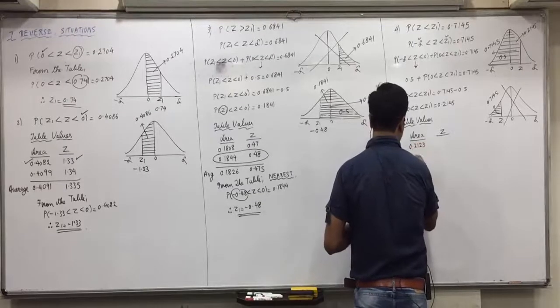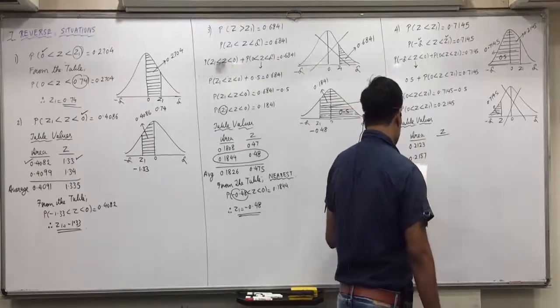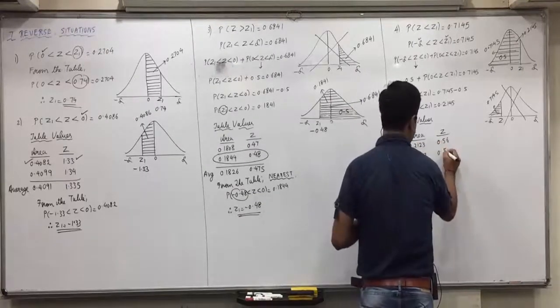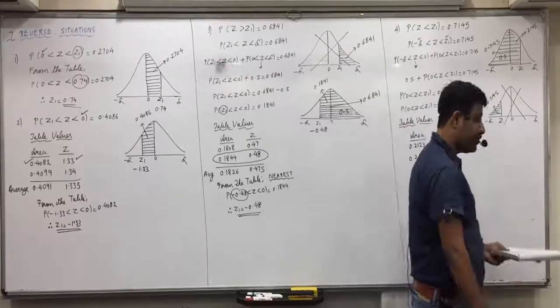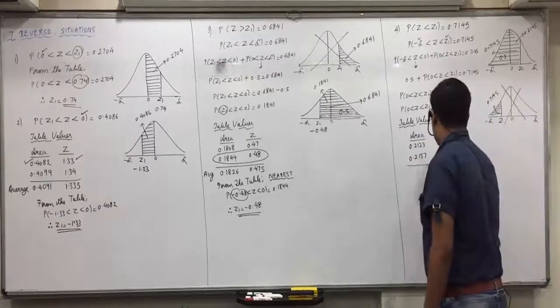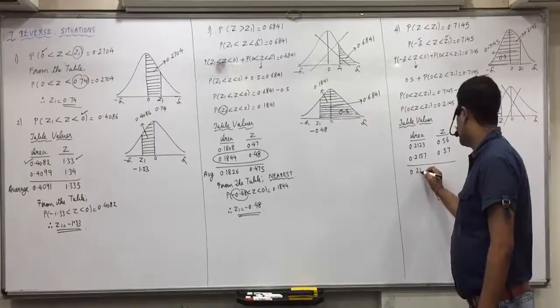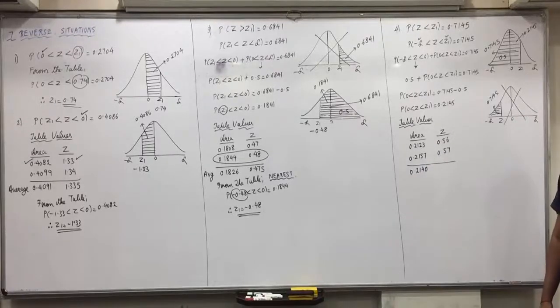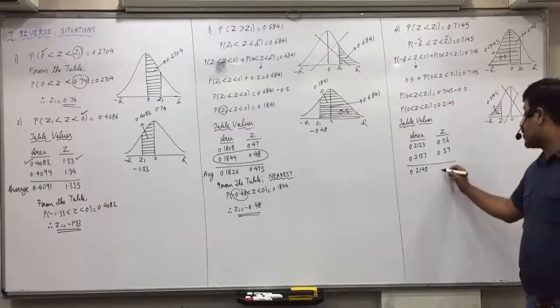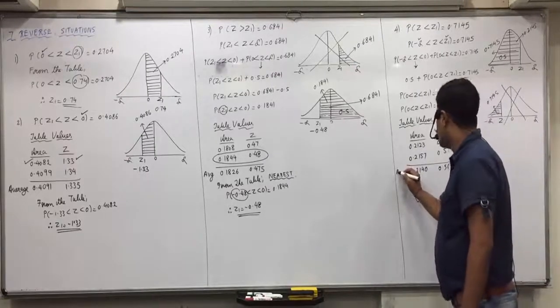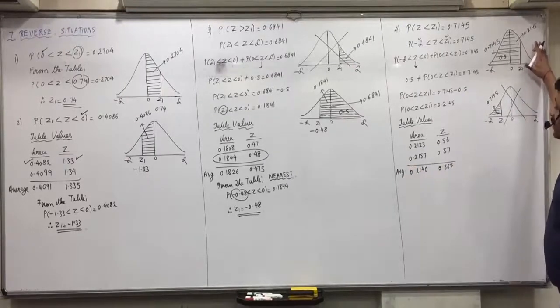2123 and 2157. 2123 corresponds to 0.56 and the other one corresponds to 0.57. Now, what is the average of 2123 plus 2157 divided by 2? 2140. Okay, 2140. Did you understand this? And this is 0.565. This is the average. Now tell me, 2140 is nearest to which one?